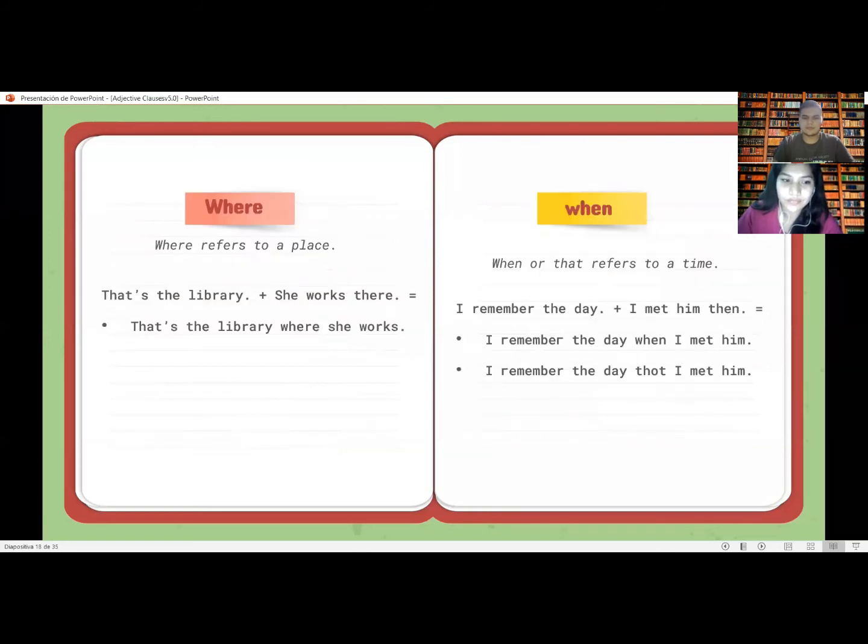Next, where and when can also be used to introduce an adjective clause. Where refers to a place. For example, that delivery plus she works there. That delivery is where she works. When or that refers to a time. I remember the day plus I meet him then. I remember the day when I meet him. I remember the day that I meet him.